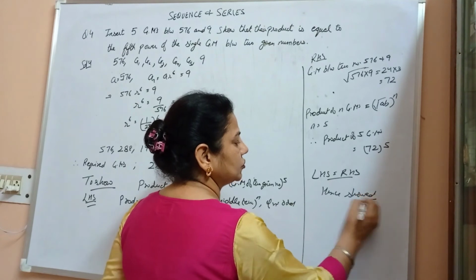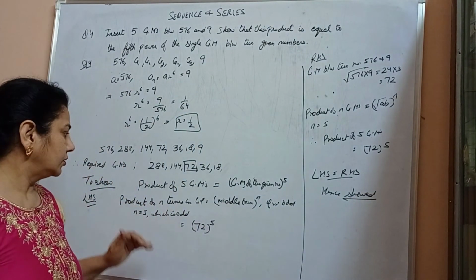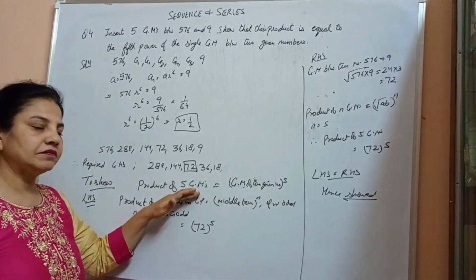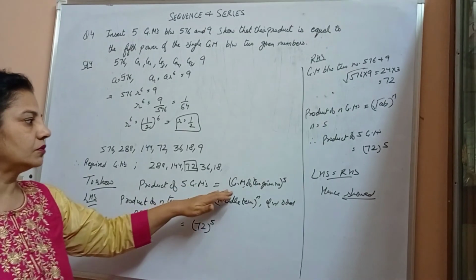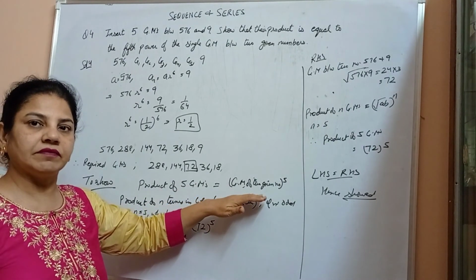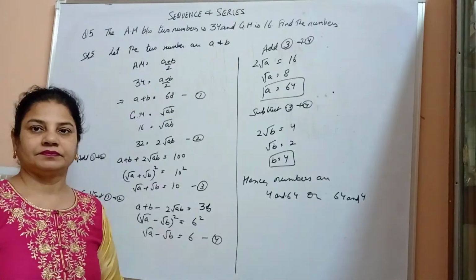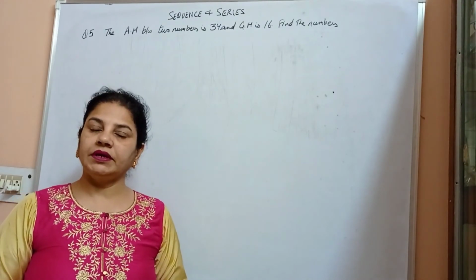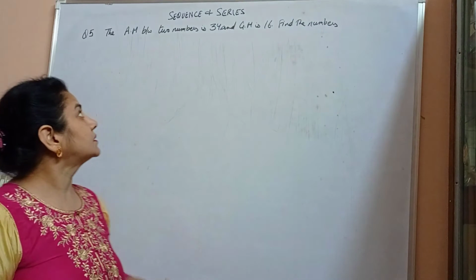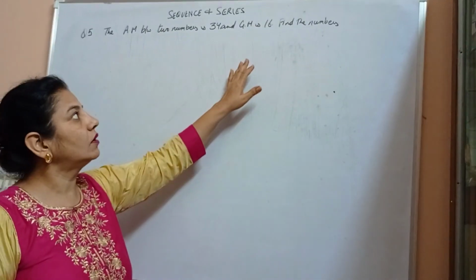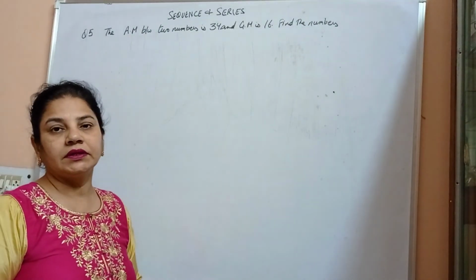This is what we have to show, that they are equal. The product of 5 geometric means is equal to the geometric mean of the given numbers whole to the power 5, and hence we have proved that they are equal. The arithmetic mean of two numbers is 34 and the geometric mean of the two numbers is 16. We have to find the numbers.